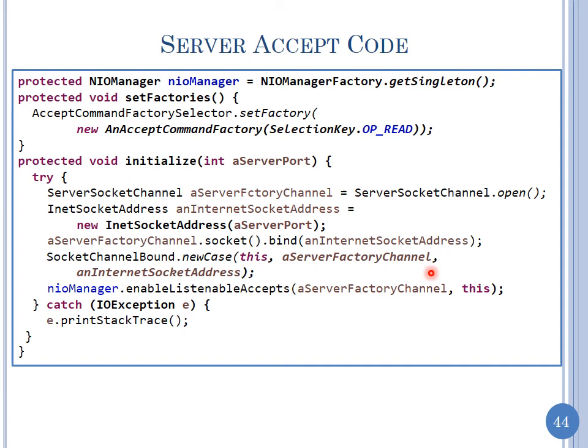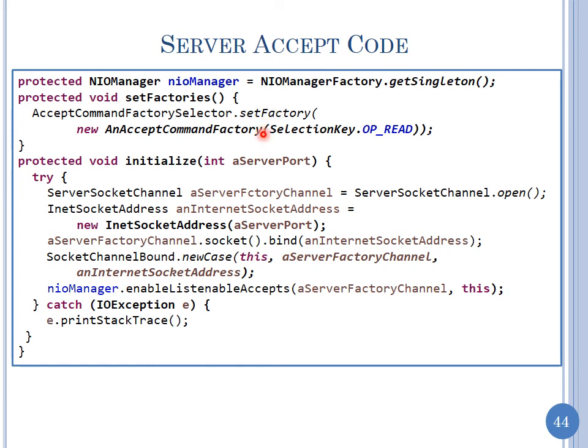I could make the code shorter. Okay, so it's calling this enable listenable accepts. Enable listenable accepts is going to somehow create an accept command, and it's going to go to the selector and say, what's your factory? And it's going to get the factory and then say, okay, factory, give me an accept command. And that factory is going to take this particular operation and pass it to the constructor of the accept command. So that's what's going to happen, and we need to look at what this accept command really does, the command that's in this factory.